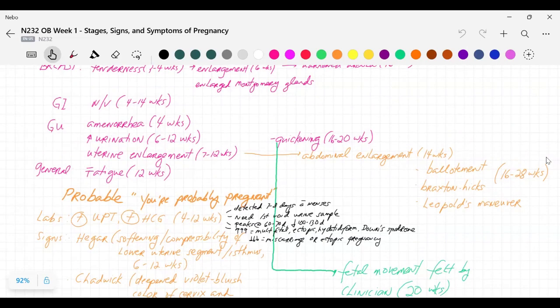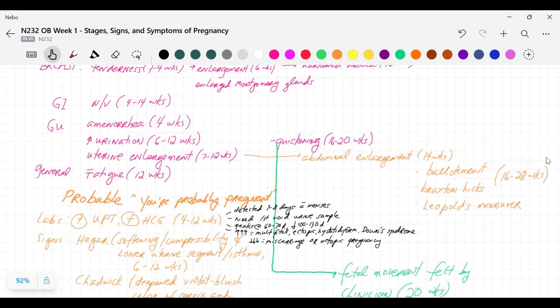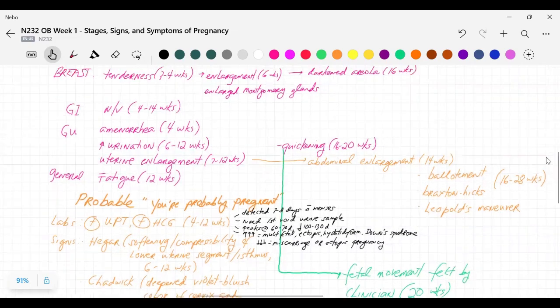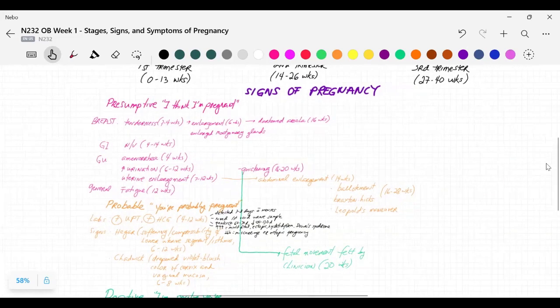Questions? Yeah. So the second and third trimesters are when we normally would see them. So that's where they're kind of here in the middle. Because like ballottement is 16 to 28 weeks is when they happen. So it could be in between the second and third.